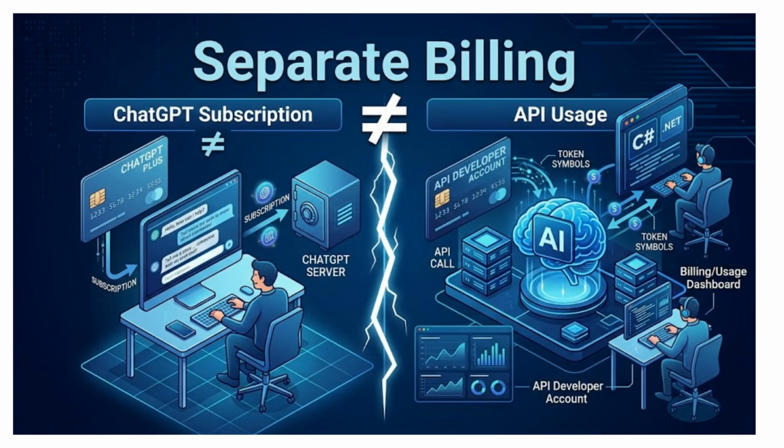A ChatGPT subscription and OpenAI API usage are billed separately. Paying for ChatGPT does not automatically include API usage. When our C# application uses the OpenAI API, that usage is recorded separately. So, always remember, ChatGPT billing and API billing are different.